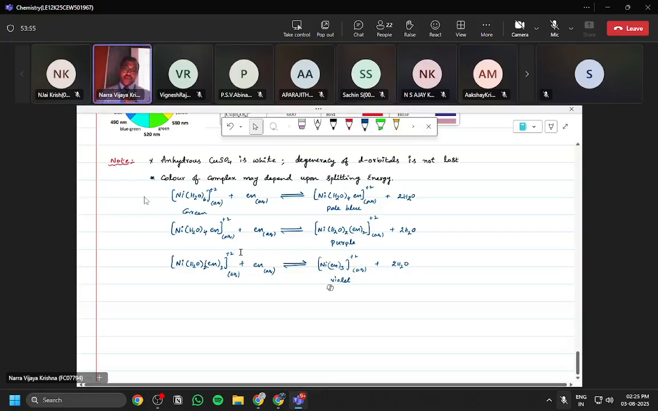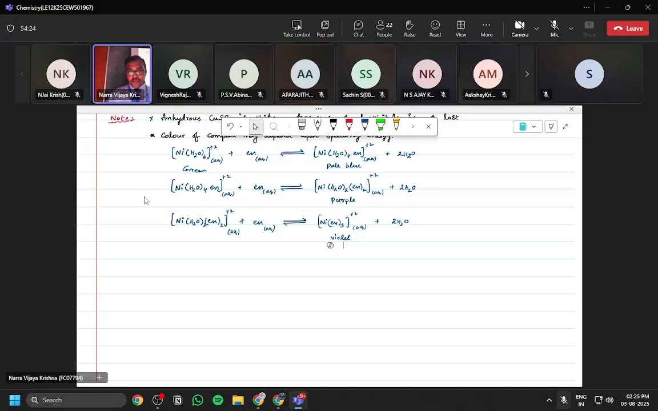So when strong field ligands approach, what happened? The absorbed radiation moves towards lesser wavelength. Then the complementary color moves towards higher wavelengths, toward the red end, maybe, right?